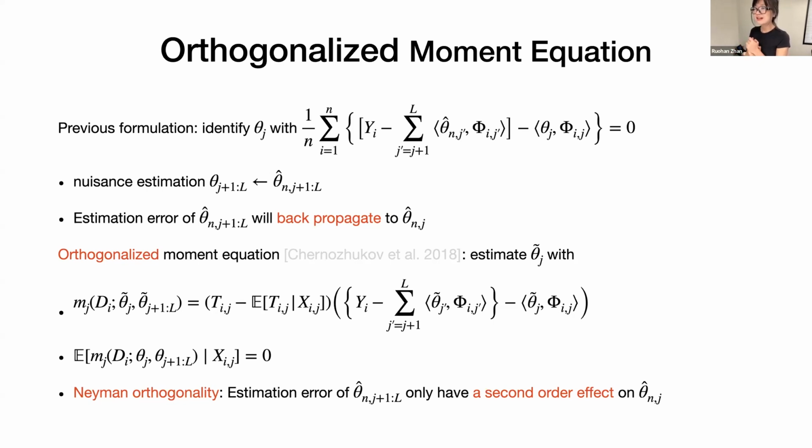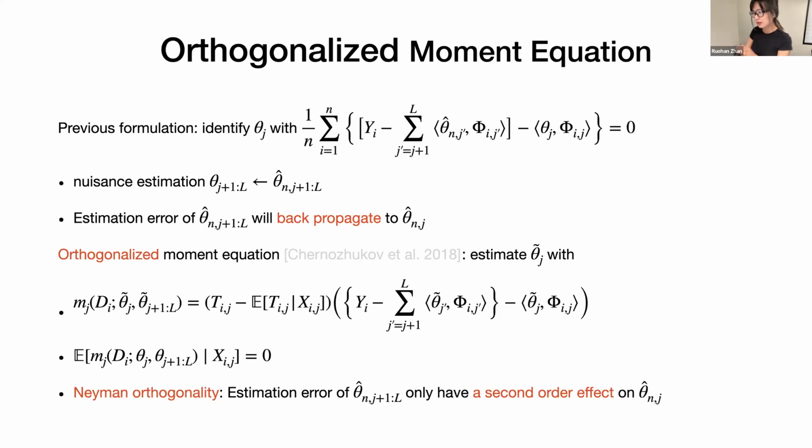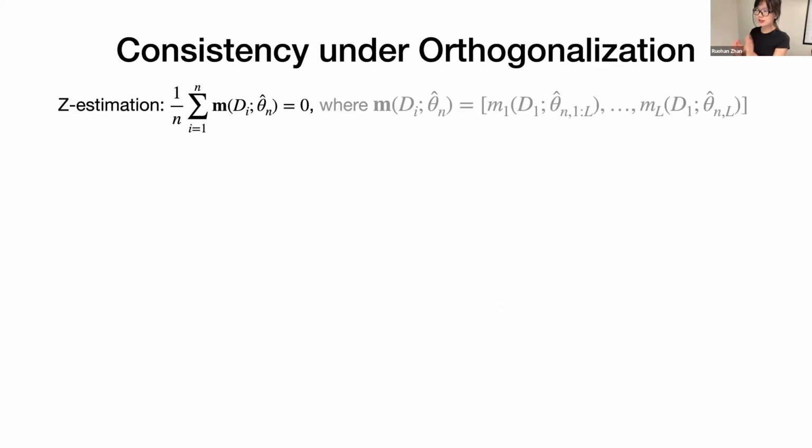And this is very useful since it helps us get a faster rate as well as construct the inference result, which is essentially a CLT. So in that way, the estimation error of the later treatment effect will not affect much our current stage's estimation. Okay, so with this orthogonalized moment equation MJ, we very naturally have a Z estimation. That is, we use the empirical mean, and then we solve this moment equation, and then we have our estimate theta hat.